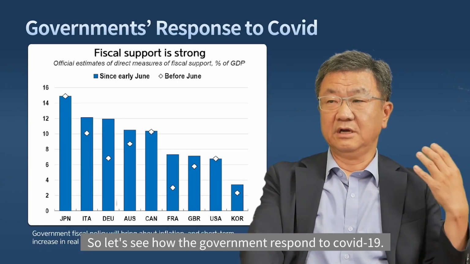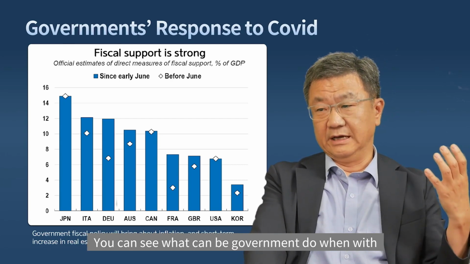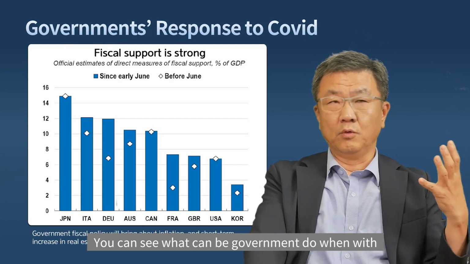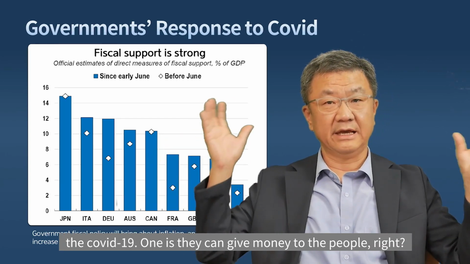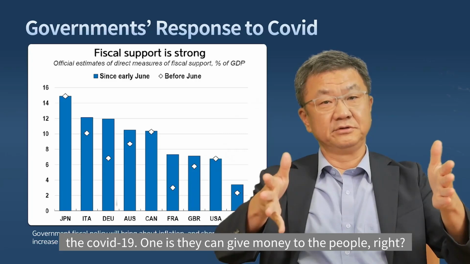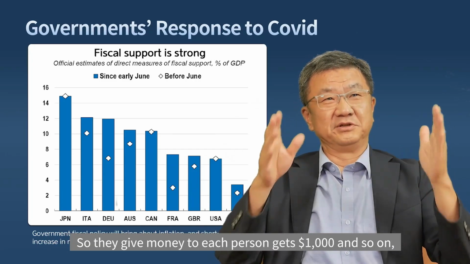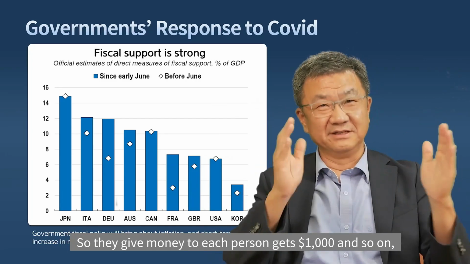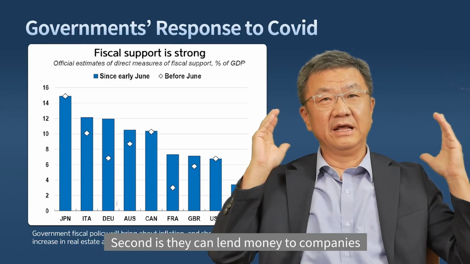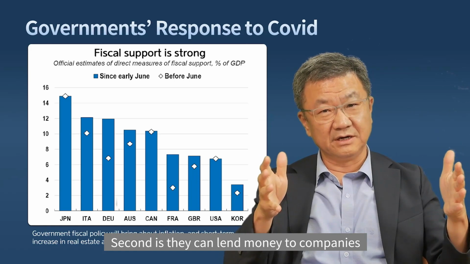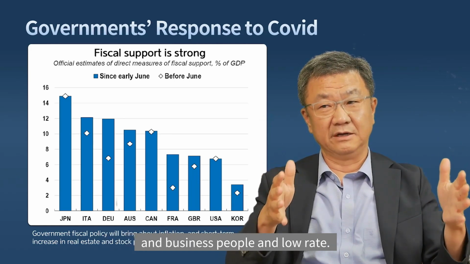So let's see how the governments respond to COVID. You can see what the government can do during COVID. One is they can give money to the people, right? So each person gets $1,000 and so on. So this is one way. Second is they can lend money to companies and business people at a low rate.